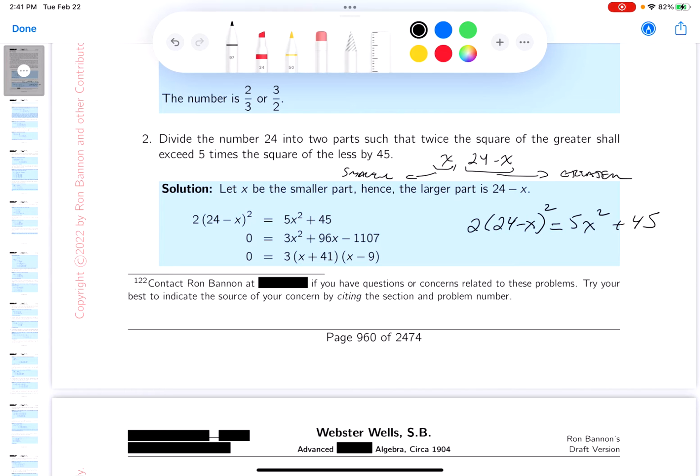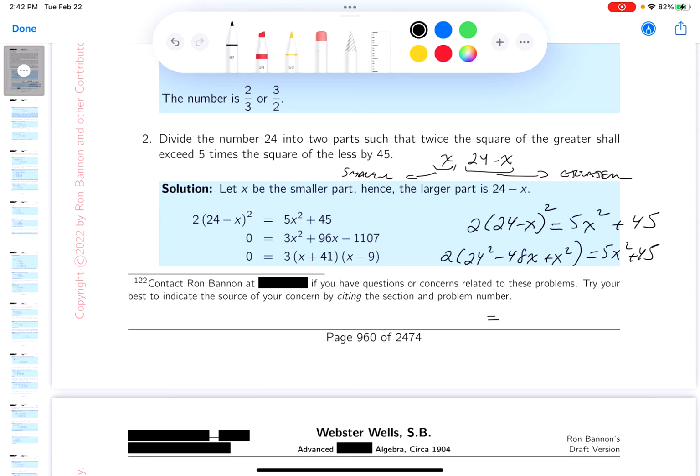It's work. So you get 2, 24. Whoops, that doesn't look like 24, does it? 24 squared minus 48x plus x squared equals 5x squared plus 45. Well, let's see what you get.